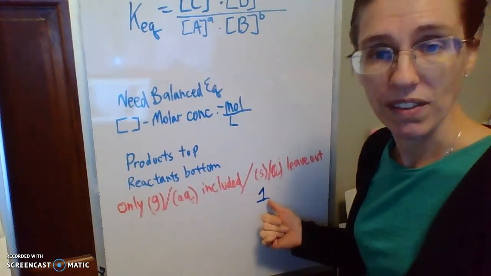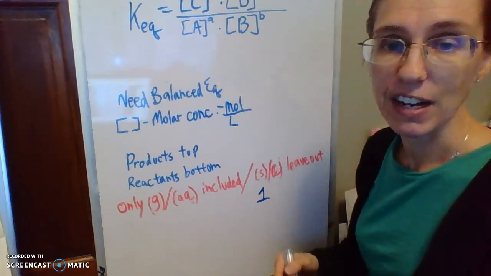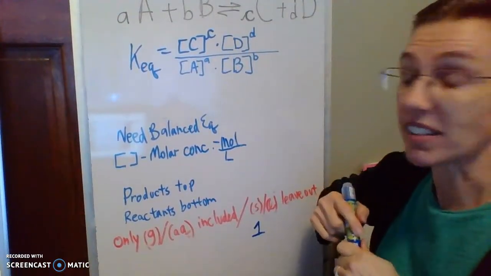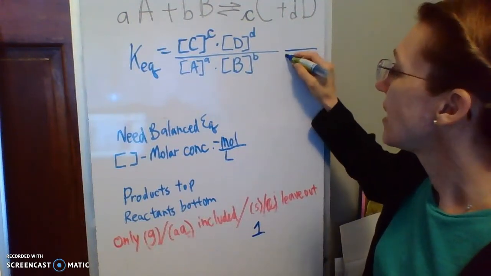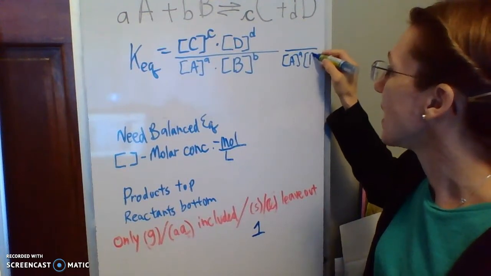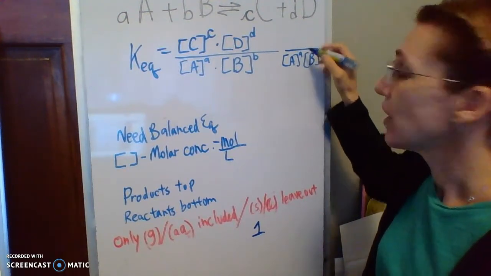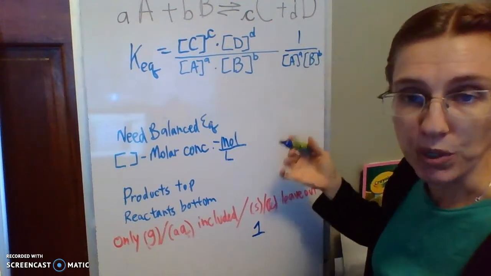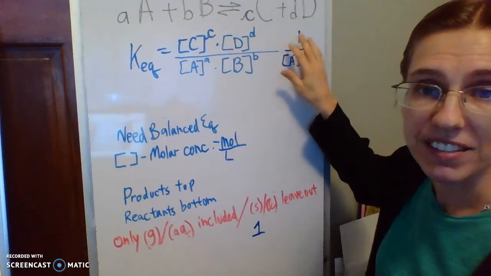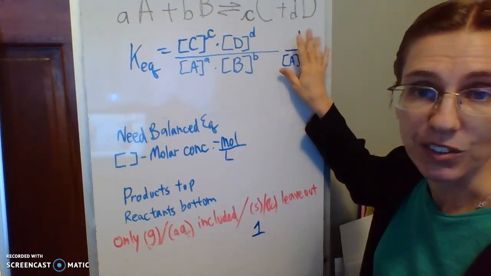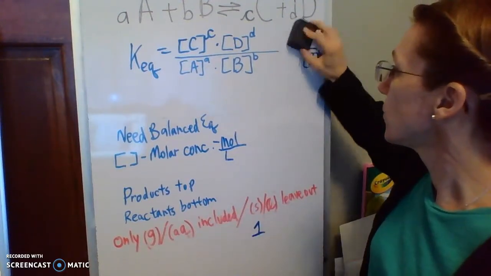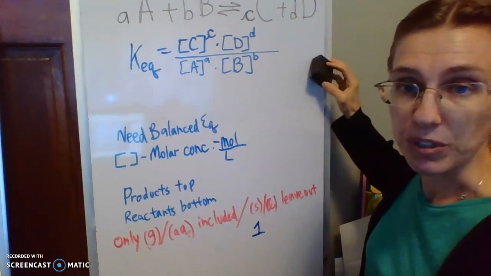If you want, you can put a 1 there instead, if that helps you. For instance, say C and D were both solids. So we go ahead and the gas that's A gets put in and an AQ that's B gets put in. You have to have something up there, so you put a 1 there to show that all the products are solids or liquids, so you don't have anything there. Okay. So do remember, leave out the S and L subscripts.